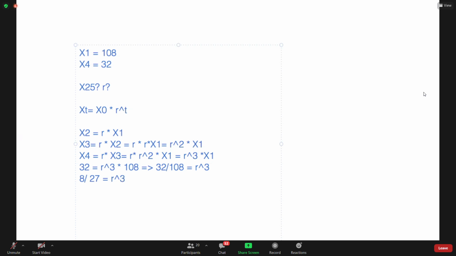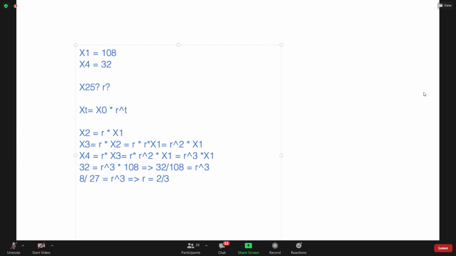Now, do I know a cube that can satisfy this relationship between 8, 27 and r to the power of 3? Yes, I actually do know. I know that 2 to the power of 3 is equal to 8, and 3 to the power of 3 is equal to 27. Therefore, r will be equal to 2 divided by 3. So this is the ratio that we're looking for. This is our r. Correct? Yes.